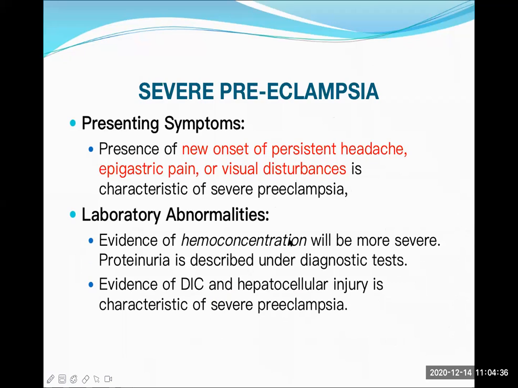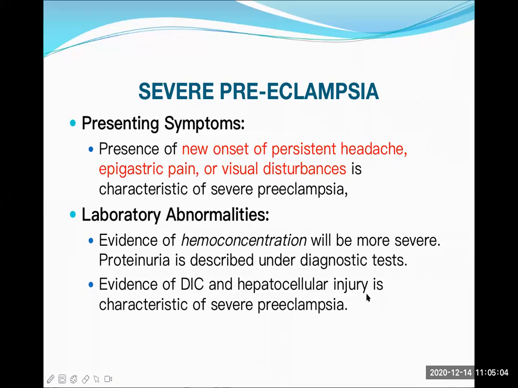And regarding the lab abnormality, we can go for CBC. CBC may show hemoconcentration because of edema. Hemoconcentration is quite common because most of the fluid will leak outside, resulting in excessive hematocrit. That is called hemoconcentration. Proteinuria is already talked about. There may be evidence of disseminated intravascular coagulation and hepatocellular injury.